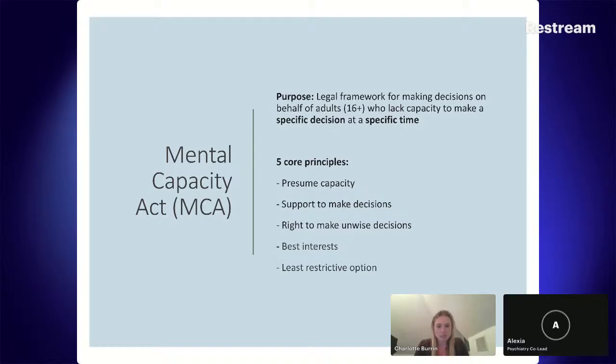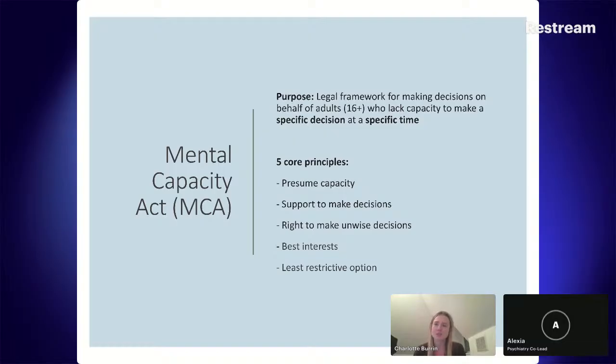There are 5 core principles to the Mental Capacity Act. We always assume that somebody has capacity to make their own decisions unless we prove otherwise. We must give people all possible support to make their own choices before we determine that they're not able to do so. An unwise or eccentric decision that we don't agree with doesn't automatically mean that somebody doesn't have capacity. They are allowed to make unwise decisions if they have capacity.